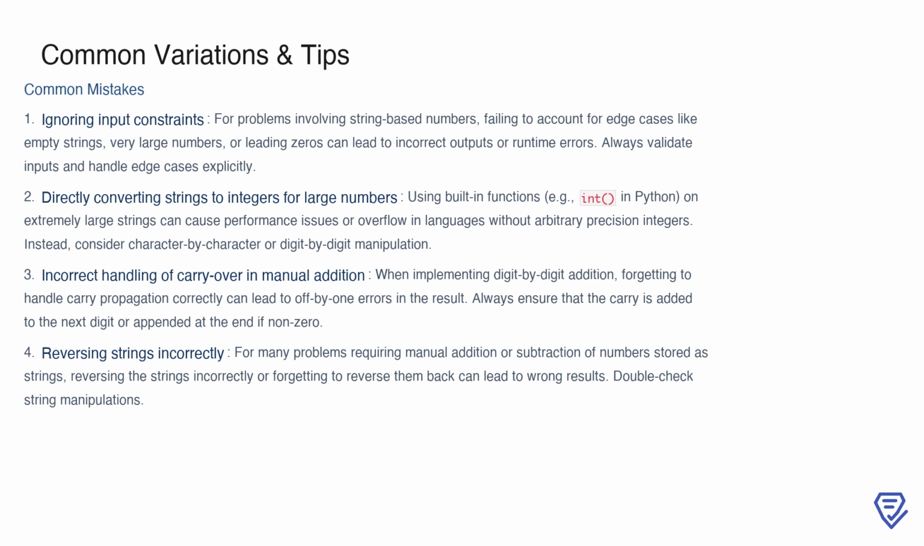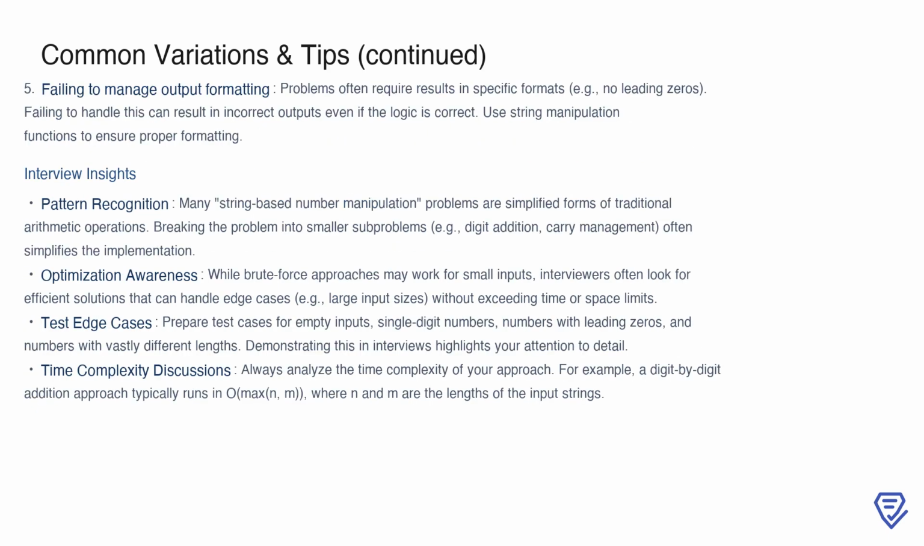Finally, reversing strings is often necessary for these problems, but reversing them improperly or forgetting to reverse them back can lead to incorrect results. Be sure to double-check your string manipulations to avoid these mistakes. Another common issue is failing to properly format the output. Many problems require results to be in a specific format, such as removing leading zeros. Even if your logic is correct, improper formatting can lead to incorrect outputs. Use string manipulation functions to ensure your results are formatted as required.